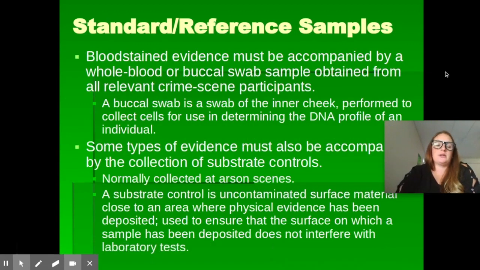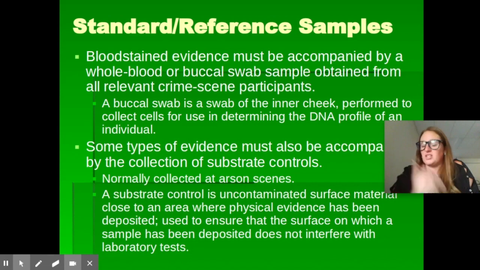This is all the same kind of thing. Bloodstained evidence must be accompanied by a whole blood or buccal swab. Buccal is just the inside of your cheek. A sample is obtained from all relevant crime scene participants. A buccal swab is a swab of the inner cheek performed to collect cells for use in determining the DNA profile of an individual. Some types of evidence must also be accompanied by the collection of substrate controls.